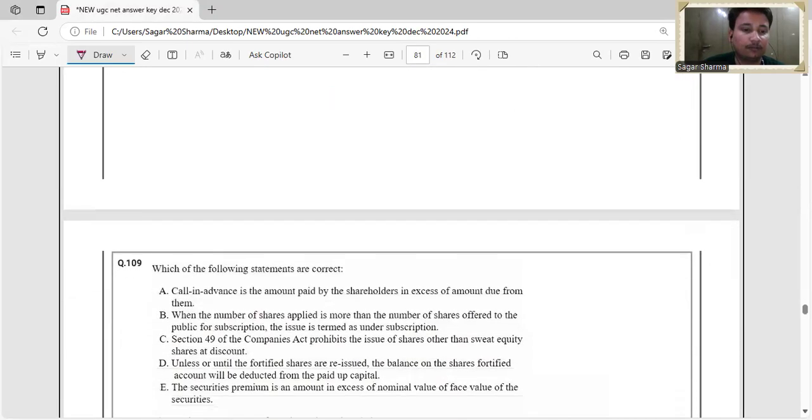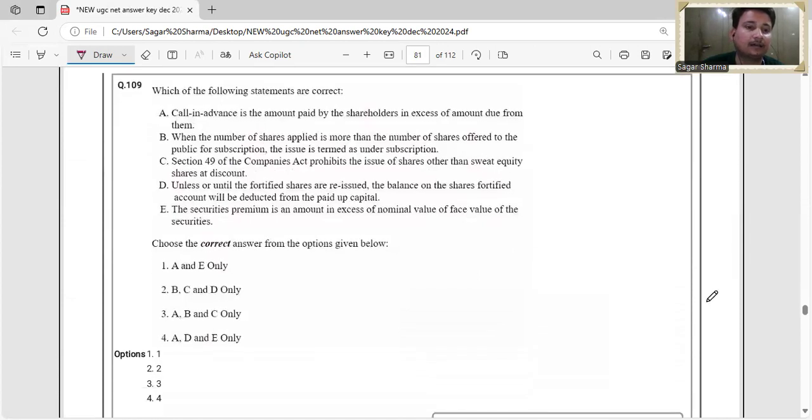Next question. Which of the following statements are correct? Call in advance is the amount paid by the shareholders in excess of the amount due from them. In excess, yes. If 5 rupees is called, then the shareholder pays 6 rupees. Then the one excess is call in advance.